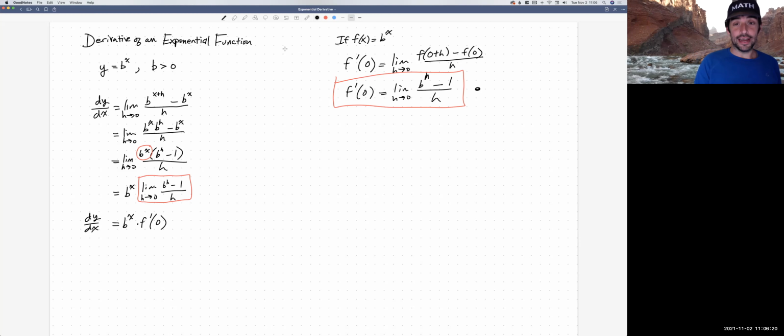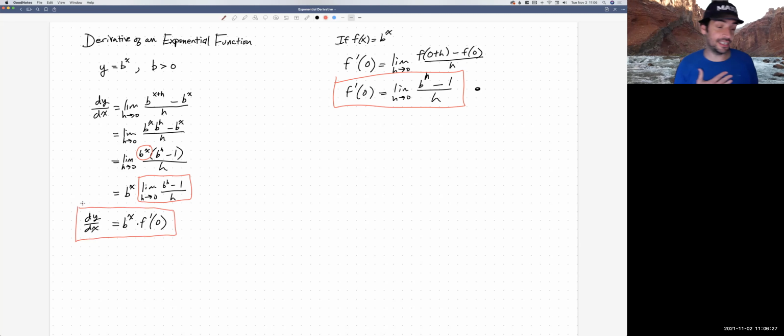What we end up with, our result here tells us some very interesting things. First of all, it tells us that if the derivative at 0 exists for this function, then it exists everywhere because b to the x can be evaluated for any number x. And so if the derivative at 0 exists, then the derivative exists everywhere. And I said we're going to assume that that derivative exists at 0 because we're not going to dig into proving that limit exists. Okay, so that's one thing.